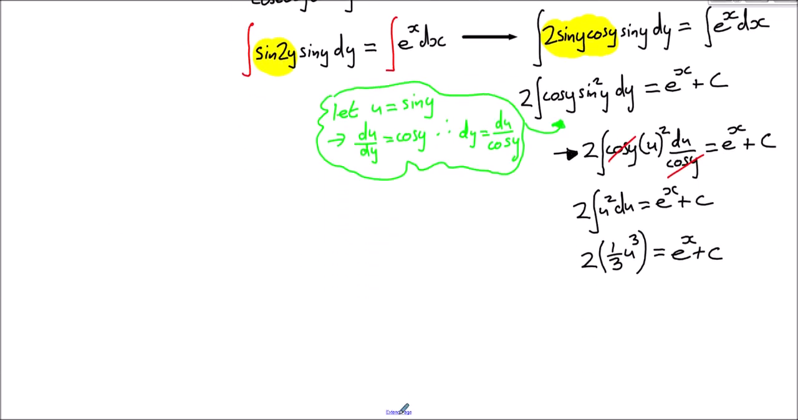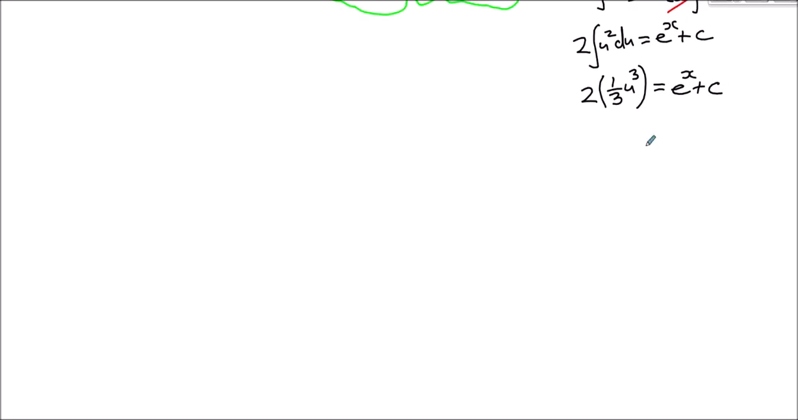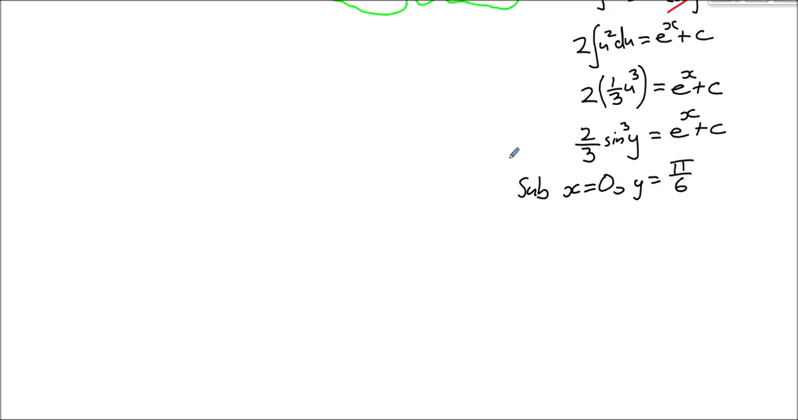Give myself a bit more space down here. So u was, of course, we call that sine of y. So if we put this back in now, what I can say now is I've got 2/3 sine of y cubed, which we write sine cubed of y, equals e to the x plus c. Now this one does have boundary conditions. So now I sub in, we said when x was 0, y is pi over 6. So we sub in the boundary conditions now.